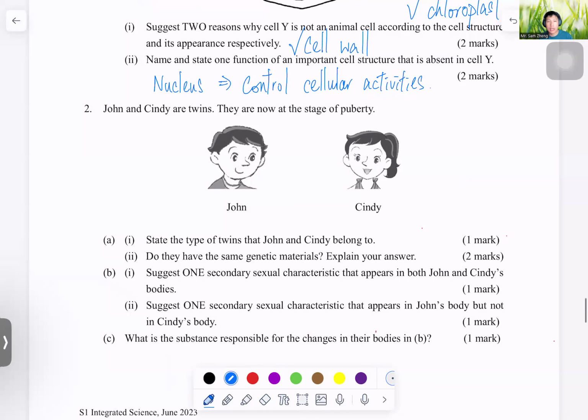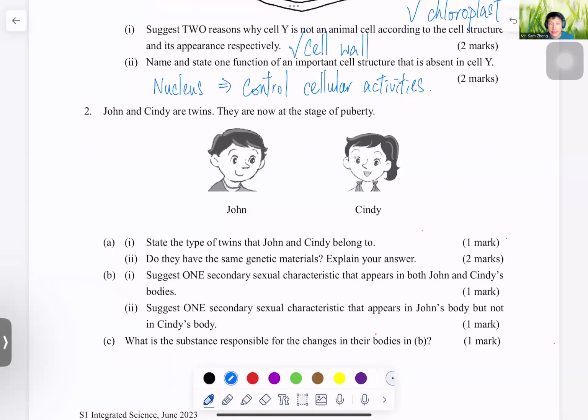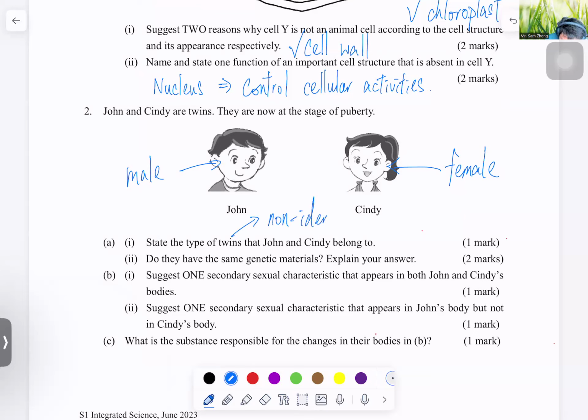Sorry, my bad. For question number 2, we can see that John and Cindy are twins. They are now at the stage of puberty. State the type of twins that John and Cindy belong to. Because the gender is different, a female and a male for John, they are definitely non-identical twins.